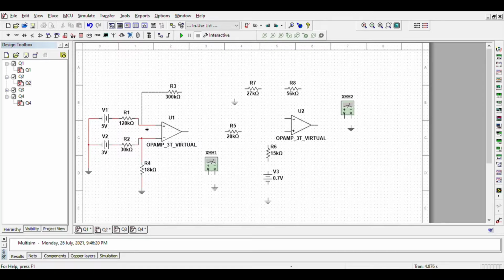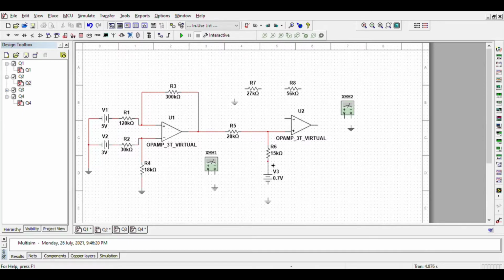R3 is connected to R1, and then it is connected to V01. R5 we connected to V01, then it will be connected to the positive of op-amp 2. Next, R6 is connected to the positive side. Don't forget this alert about the 0.7 volt.